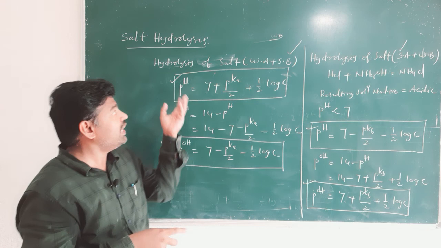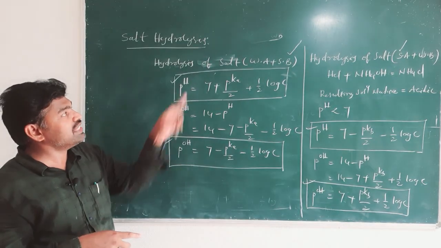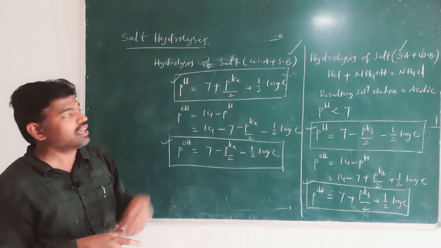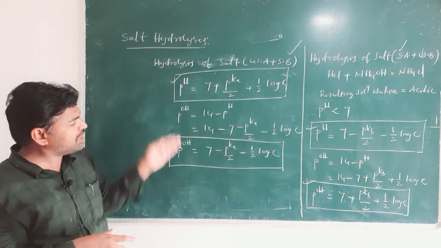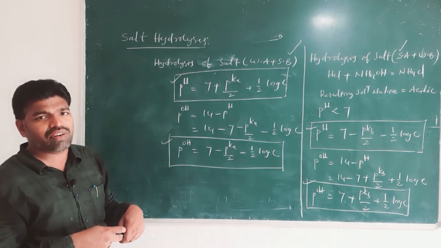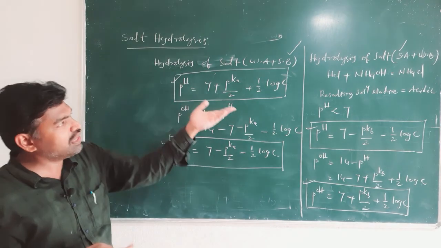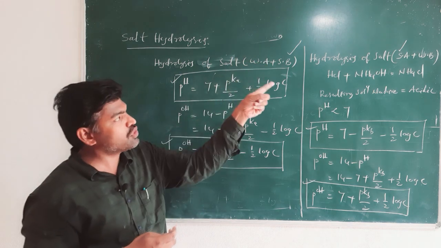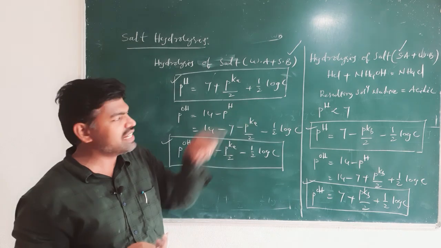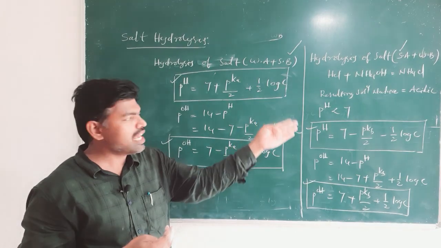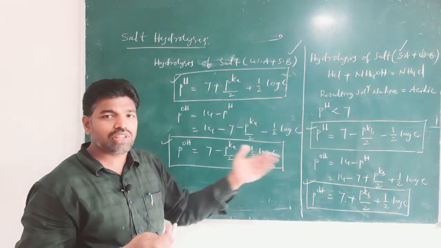When we are hydrolyzing the salt derived from weak acid and strong base, pH is 7 plus pKa by 2 plus 1 by 2 log C. If you want to calculate the pOH, just subtract the pH from 14, that is 7 minus pKa by 2 minus 1 by 2 log C. And for hydrolysis of salt derived from strong acid and weak base, the resulting solution is acidic in nature and pH is less than 7. So, pH is equal to 7 minus pKb by 2 minus 1 by 2 log C, and pOH is 7 plus pKb by 2 plus 1 by 2 log C.